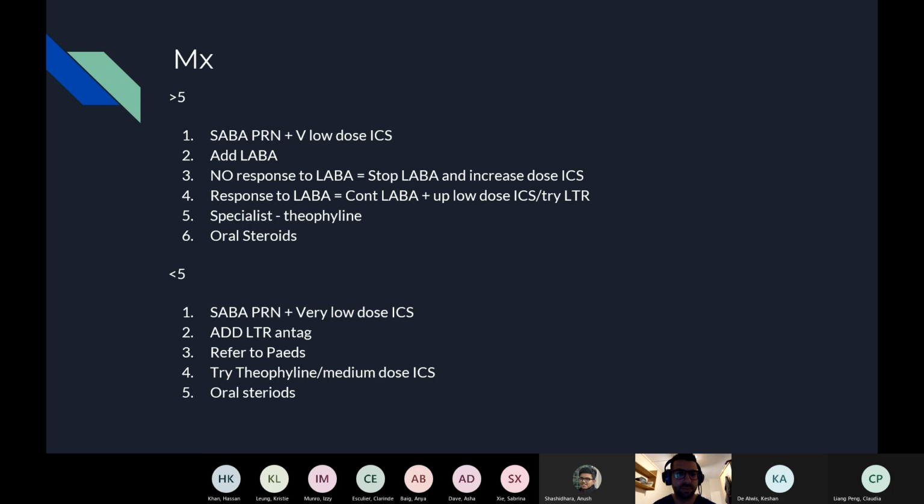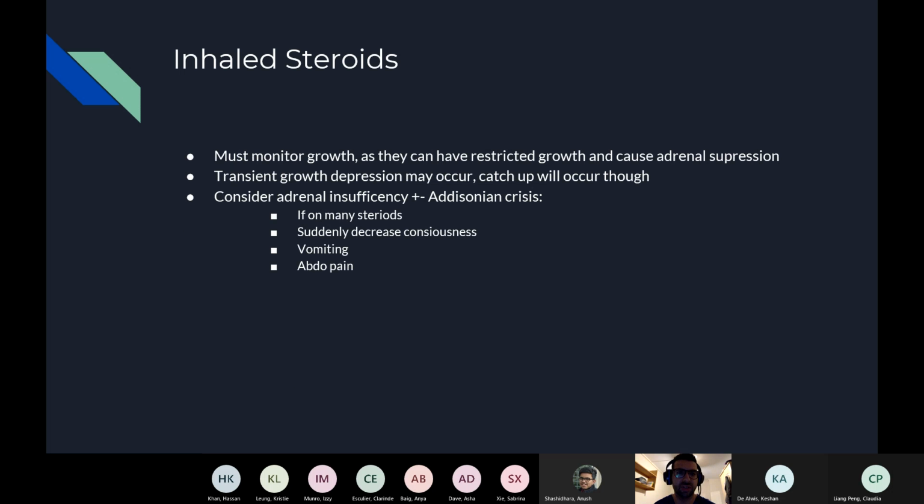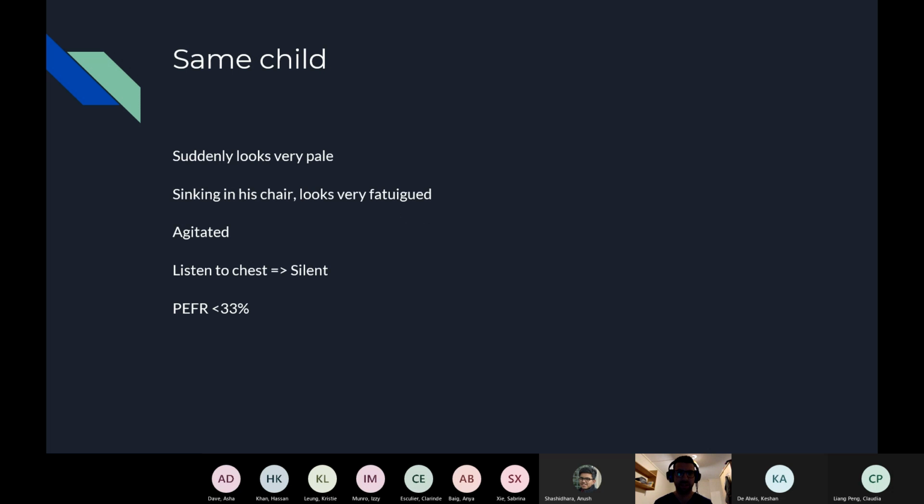Nice. So basically, it's what we talked about already. If anyone's on inhaled steroids, you're going to monitor their growth, because it can cause adrenal suppression and restricted growth. Whilst this is true, catch-up will occur though, so don't need to worry about it too much. But always remember, anyone who's stopped taking their steroids for any reason could have an adrenal deficiency, in other words, an Addisonian crisis. Remember, vomiting, abdominal pain, and decreasing consciousness are something you need to be aware of. Just keep it at the back of your mind: anyone on steroids who stopped taking the steroids, could this be adrenal insufficiency?